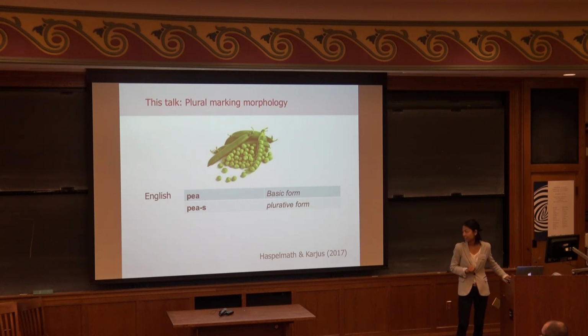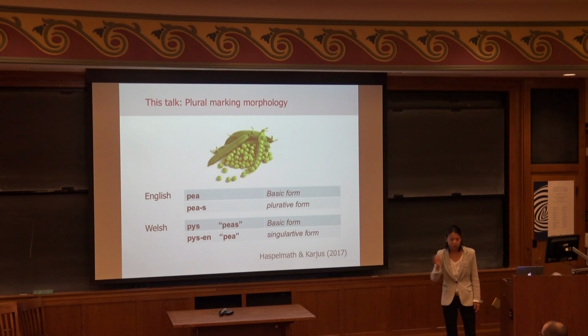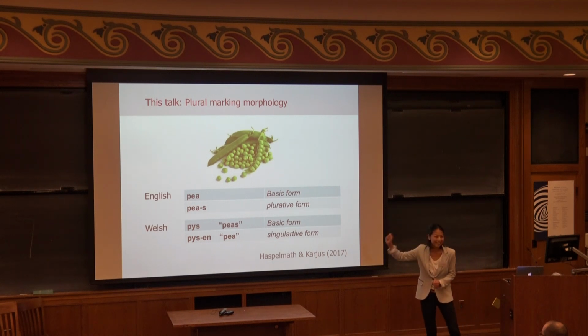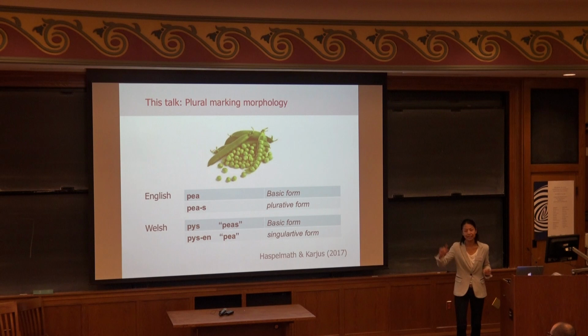But in some other languages, there are other systems. For example, in Welsh, the basic form has a plural meaning, peas. And if you want to specifically talk about one pea, you need to add a particular morpheme to say that it was singular, right? So it's possible. It looks like an opposite pattern from English.